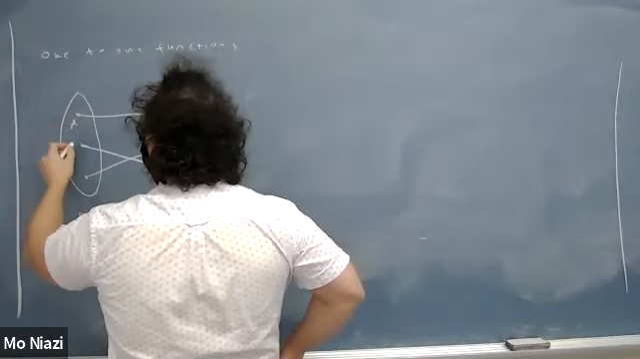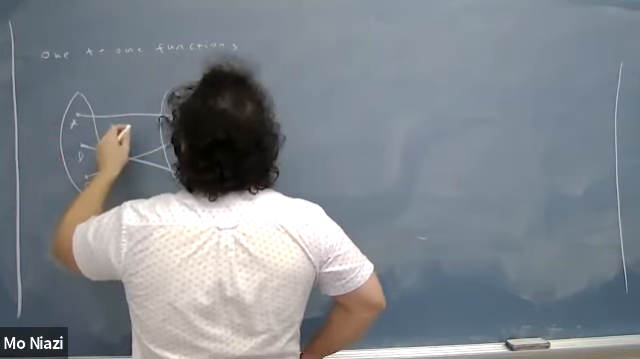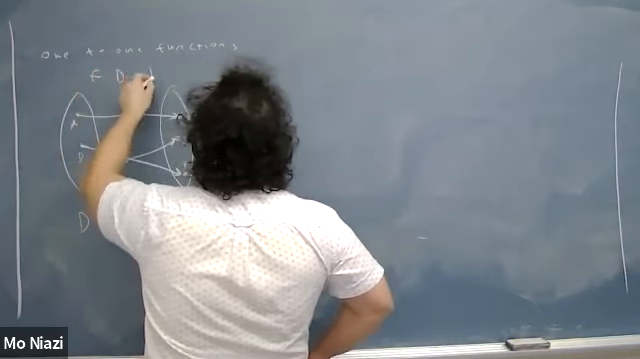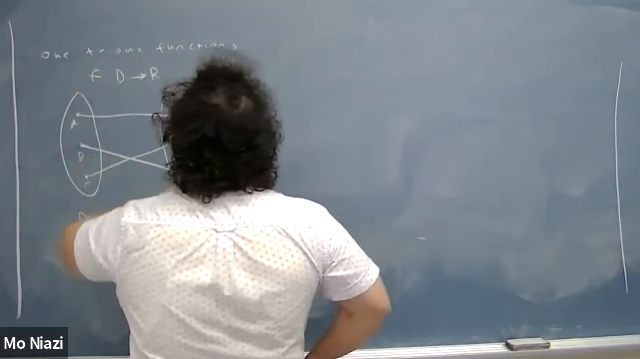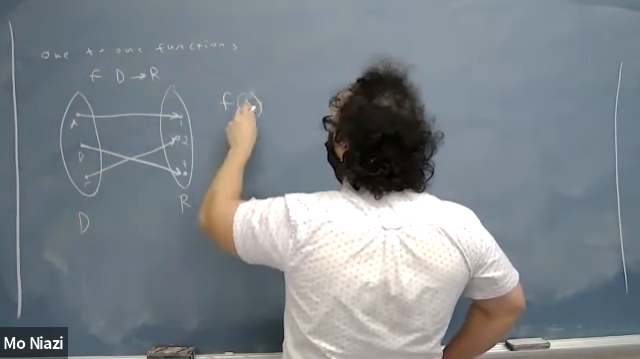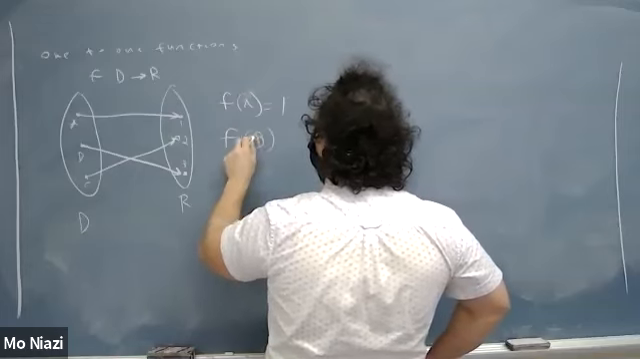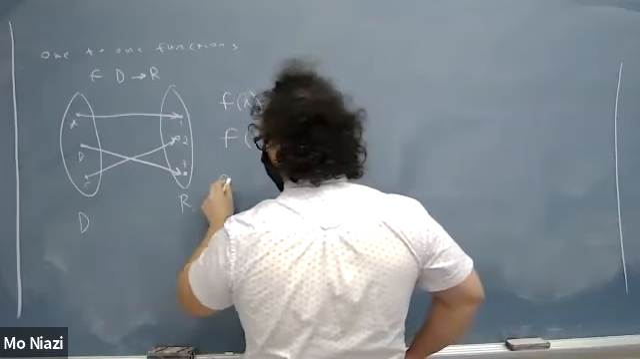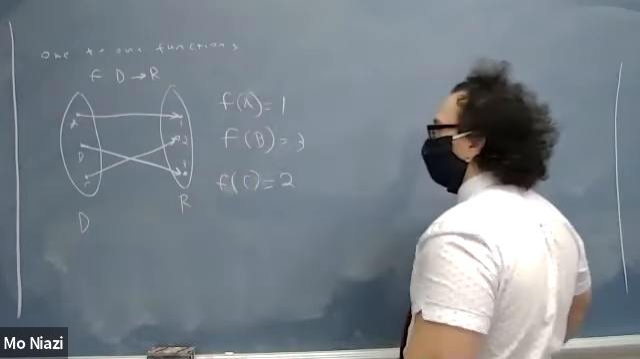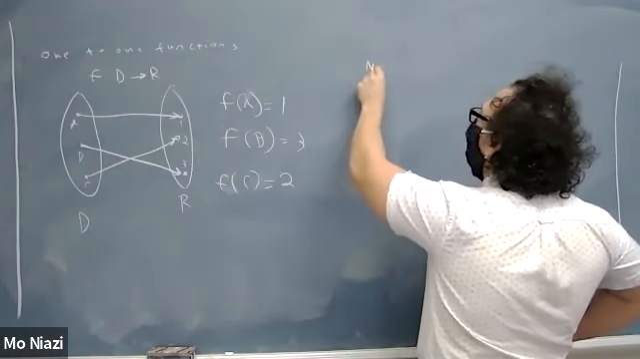Let's call this A, B, and C, call this 1, 2, and 3. And if this function is F, it maps the domain onto the range, then it's one to one. F of A is equal to 1. F of B is equal to 3. And F of C is equal to 2, okay? That's one to one.